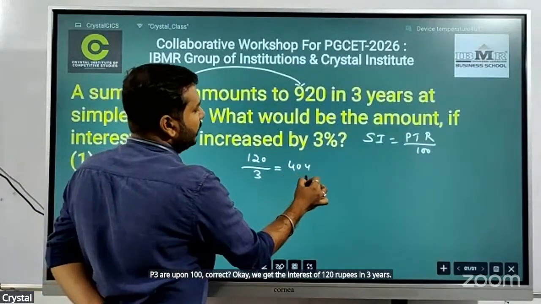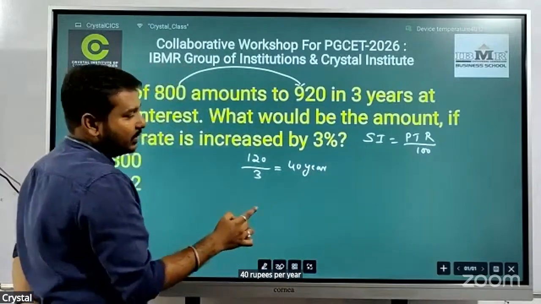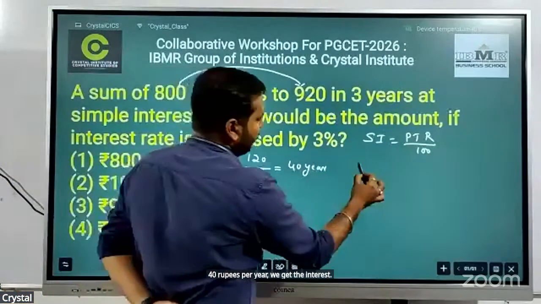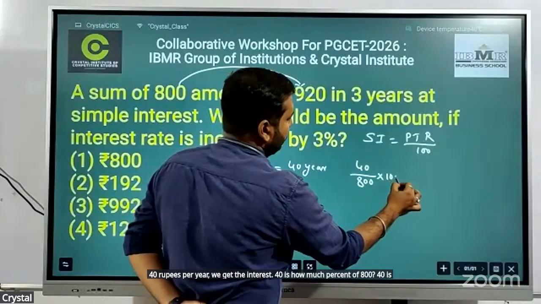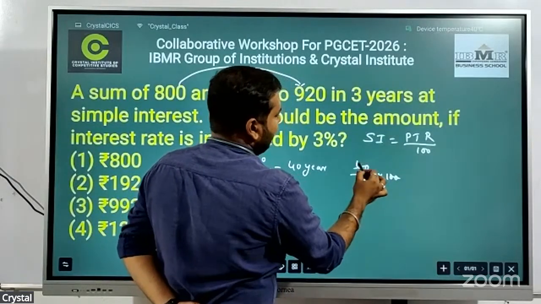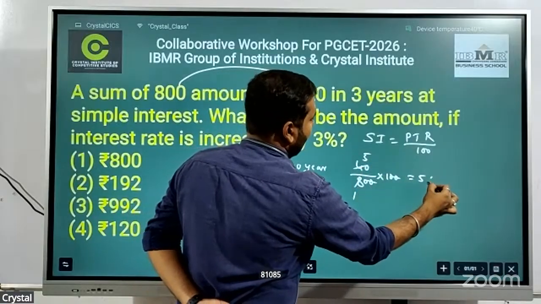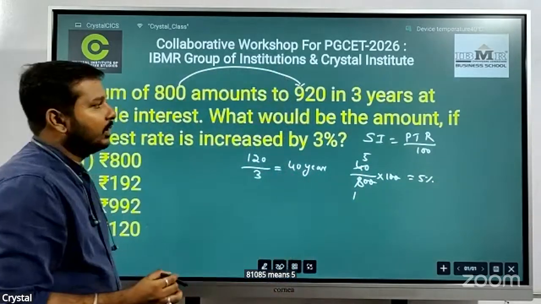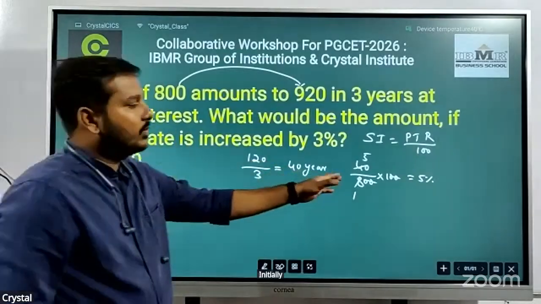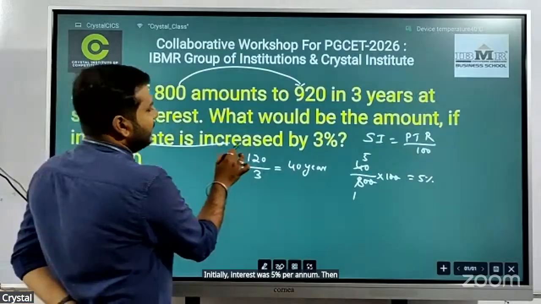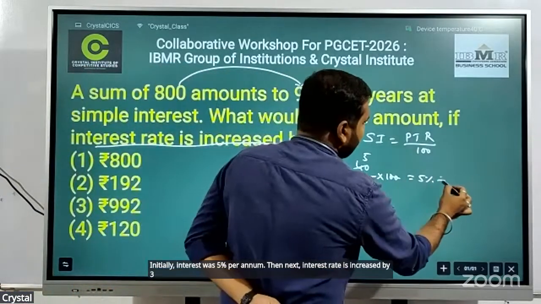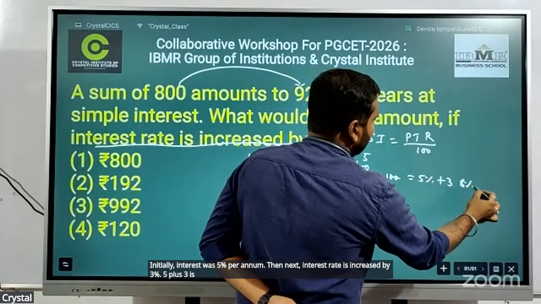40 rupees per year we get as interest. 40 is how much percent of 800? 8 ones are 8, 8 fives are 40, means 5% of 800. Initially the interest was 5% per annum. Then the interest rate is increased by 3%. 5 plus 3 is 8% total.